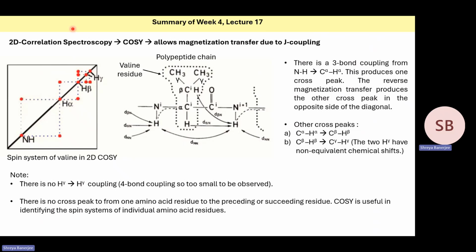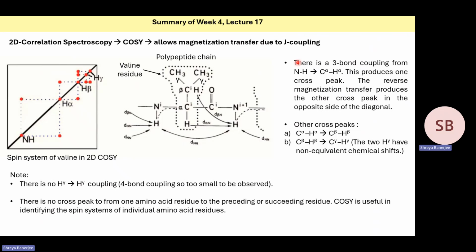Now we will look at how 2D correlation spectroscopy, or COSY, is allowing the magnetization to transfer due to J coupling. So here you have the structure of a peptide. Peptide is NH, C alpha, CO. And you have the peptide side chain. In this case, it is a valine. And so the valine side chain is an isopropyl group.